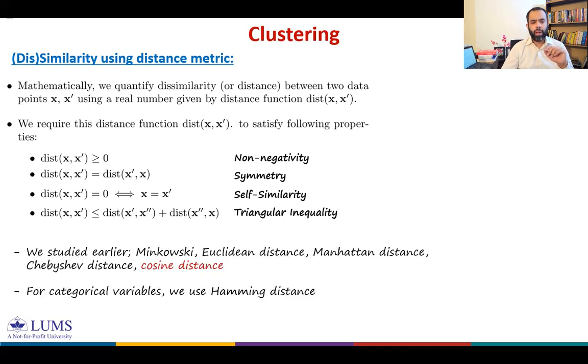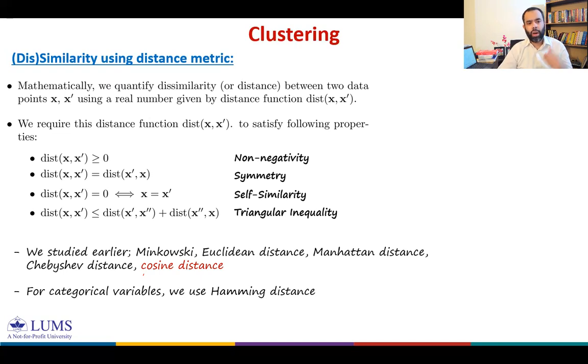And we studied earlier different definitions of distances. Minkowski distance, and the special forms of Minkowski distance are Euclidean distance, Manhattan distance, and Chebyshev distance. Euclidean is norm 2, Manhattan is norm 1, and Chebyshev is infinite norm. We also studied cosine distance. I have indicated this in red because cosine distance does not satisfy the triangular inequality. Nevertheless, we use cosine distance very frequently to measure the angle between two data points. And we know that for categorical variables we use Hamming distance.